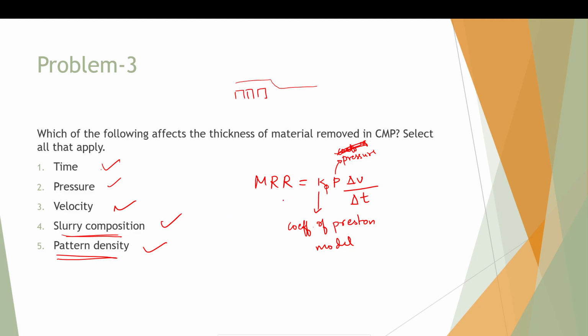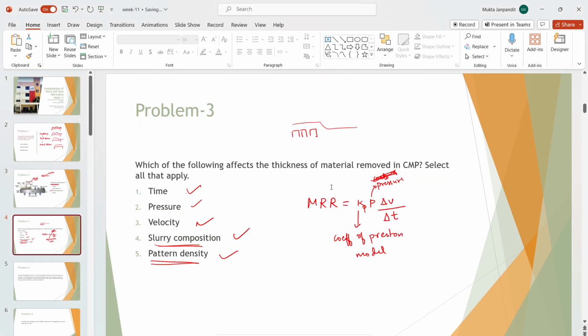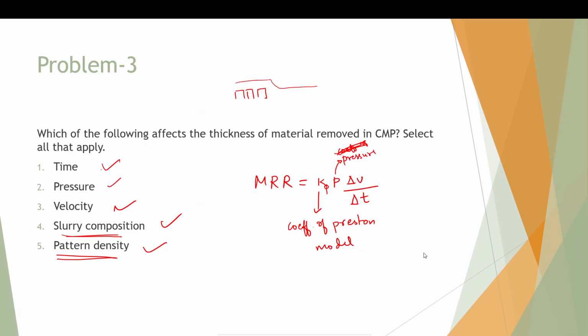Okay. But according to Preston's formula, P is not there actually. It's just a gradient that is directly proportional, and Kp will be the coefficient for the equality. Okay, I'll check that. Maybe you're right. This P is not there.